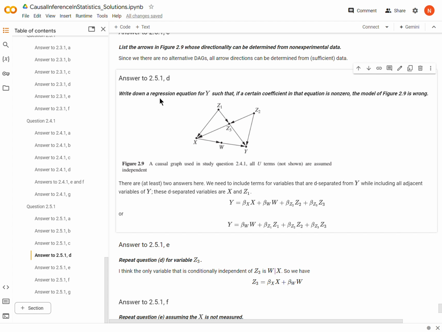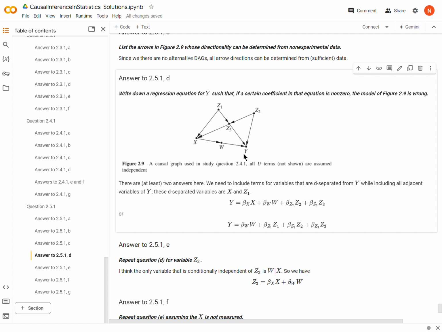Okay, part D here. I find the wording here a little bit awkward, so we'll try to work through it. But we want to write down an equation, a regression equation for y, for this guy right here, such that if a certain coefficient in that equation is non-zero, the model in figure 2.9 is wrong, okay? So in other words, maybe we have some data and we're hypothesizing that this is the DAG here, and we want to find some ways to test if this DAG is supported or not.